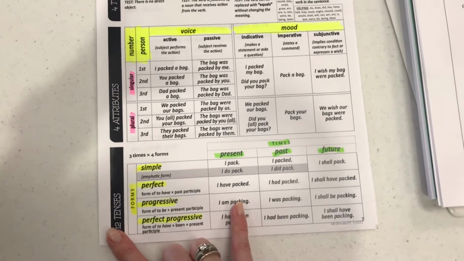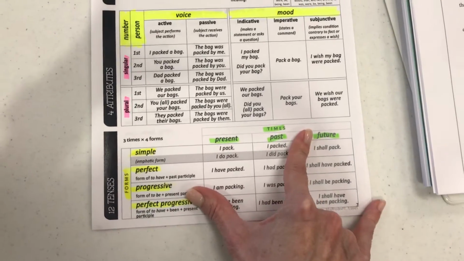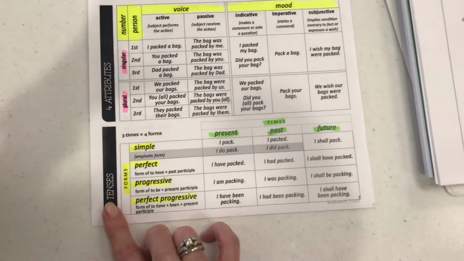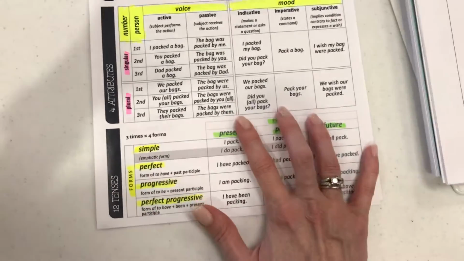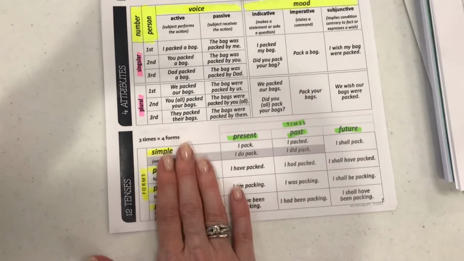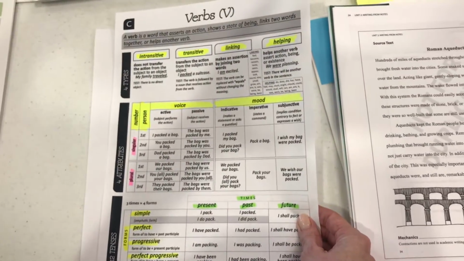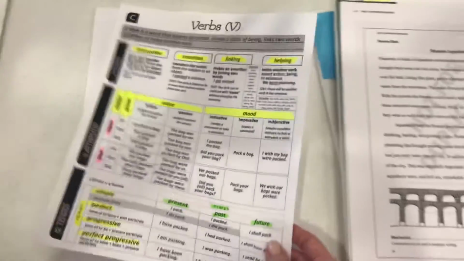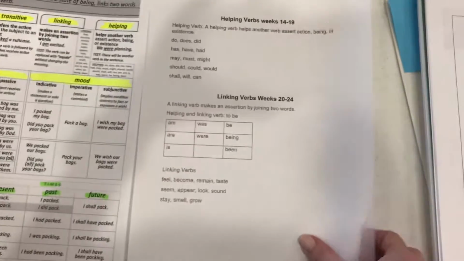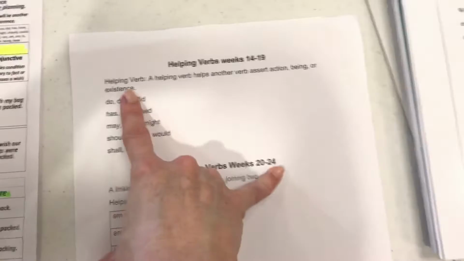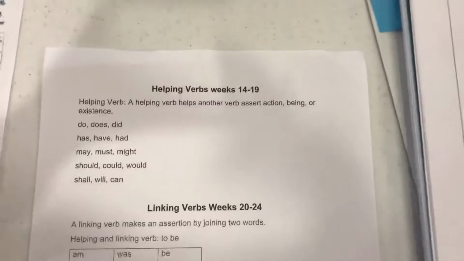And then when we get to the 12 tenses, you have your times in one color and your forms in one color, and that's how we get our 12 tenses. 3 times multiplied by 4 forms gives us our 12 tenses. So I just recommend highlighting so you can really see what you're looking at. Then I have a couple more songs that are helpful for memorizing. Well, what are the helping verbs? This is the Mary Poppins song.